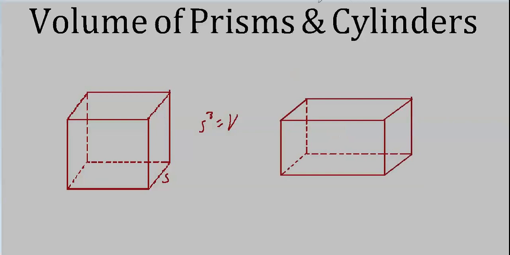What about something that's not a cube? Well, here we have a rectangular prism. Actually, it might even be a square prism. I'm not sure about these rectangles on each side. They may or may not be squares. For what we're doing, it doesn't matter right now.